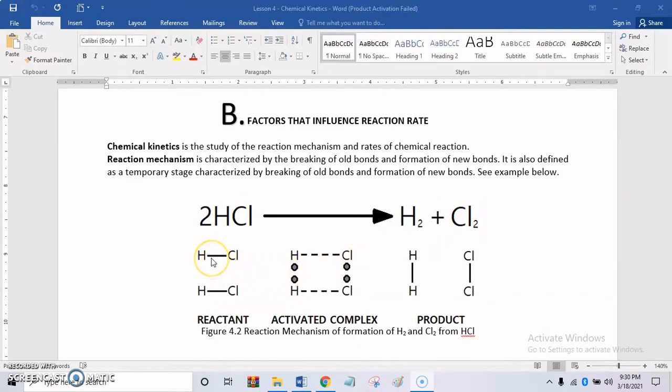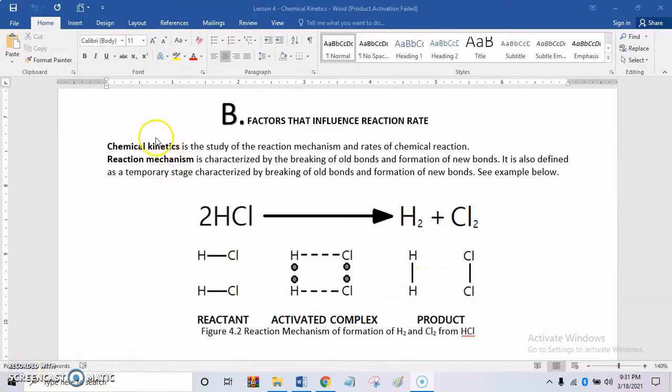When these are decomposing, the reactant will slowly separate from each other and then form new bonds that are related to them. Ayan, si HH and chlorine-chlorine. And sa product is, ito na sila. So, from one compound to new individual elements or individual compounds.